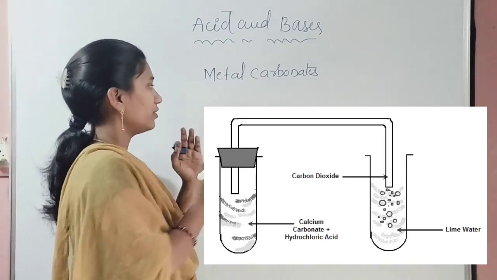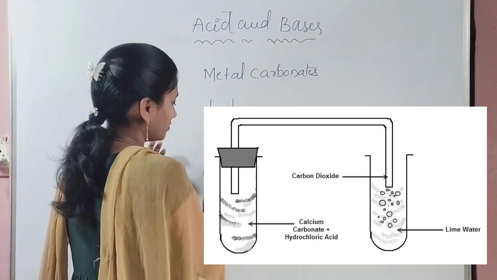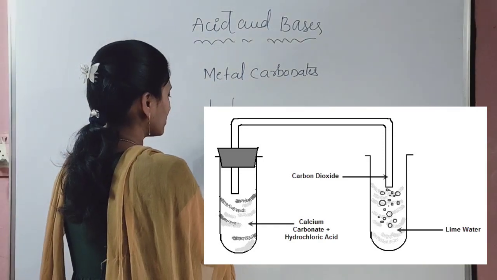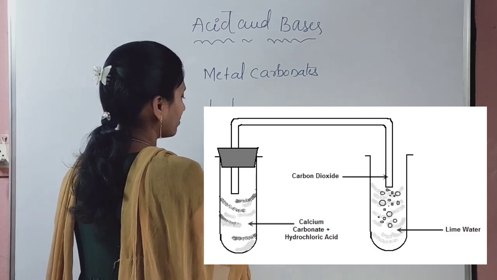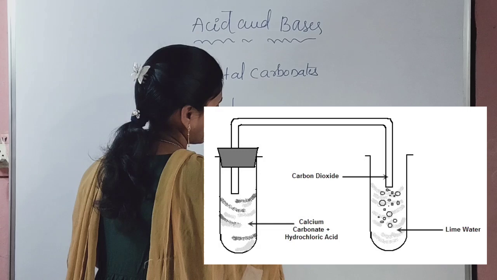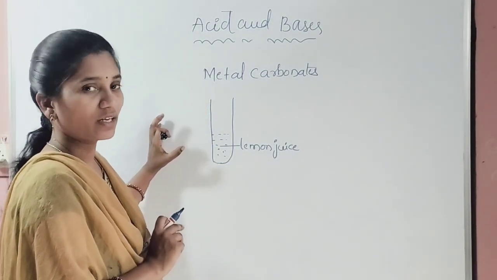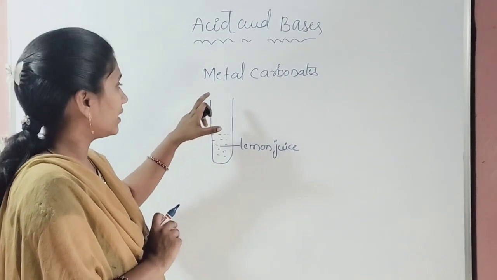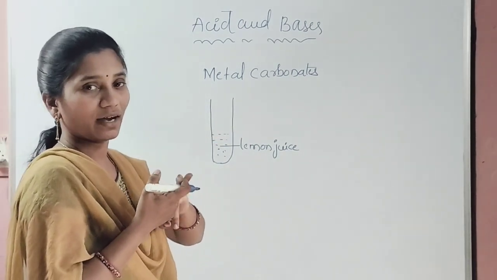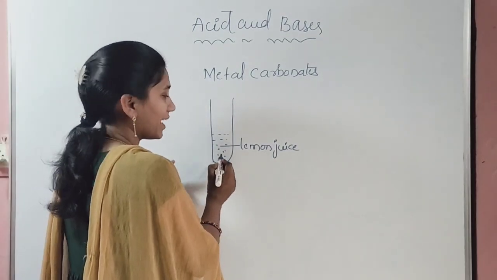For example, I am taking a small test tube. In a clean test tube you have to take any acid. Here I am taking lemon juice again. In this class we are going to learn how acids react with metal carbonates. Here in this test tube I have taken the acid.